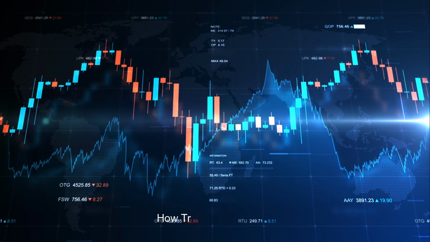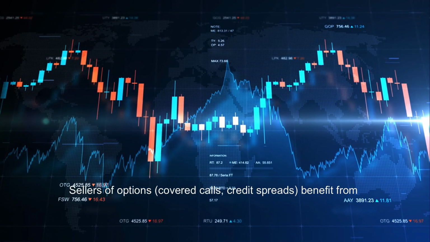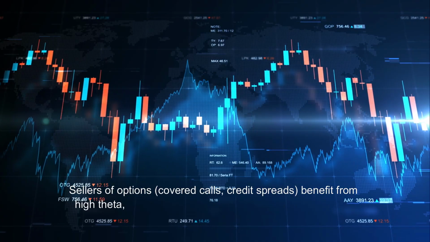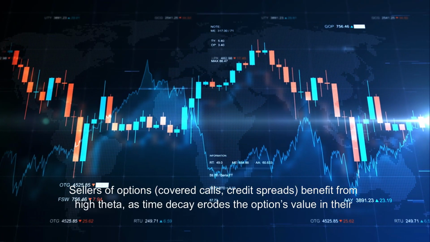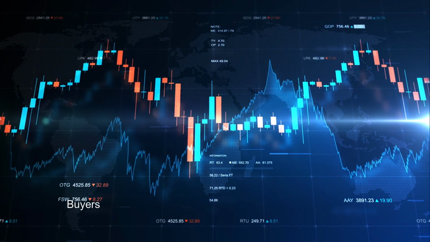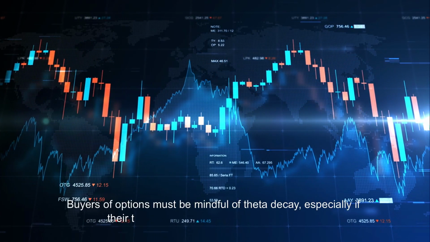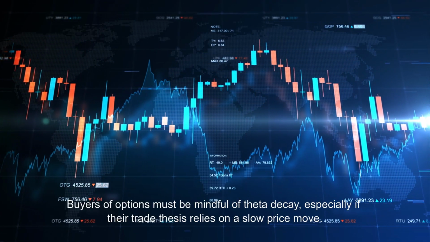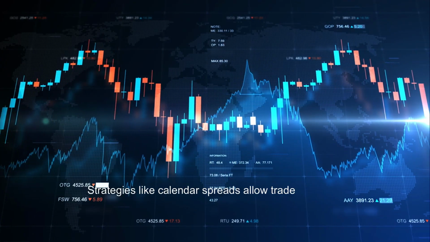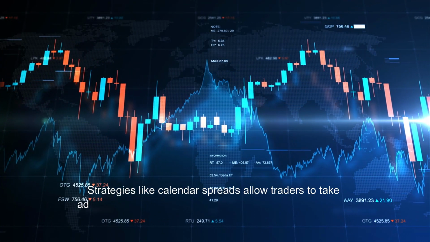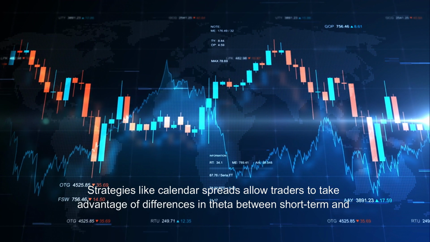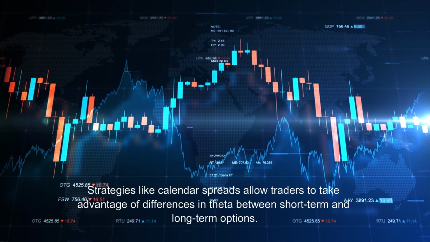At the money, options decay the fastest, while deep in the money and out of the money, options decay more slowly. How traders use theta. Sellers of options, covered calls, credit spreads, benefit from high theta, as time decay erodes the option's value in their favor. Buyers of options must be mindful of theta decay, especially if their trade thesis relies on a slow price move. Strategies like calendar spreads allow traders to take advantage of differences in theta between short-term and long-term options.